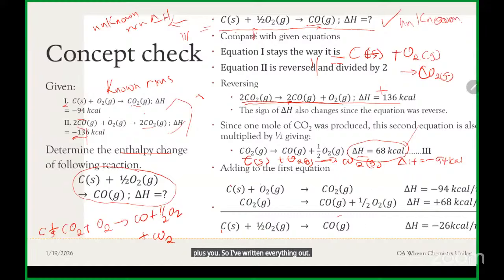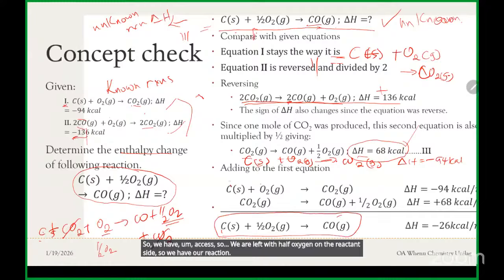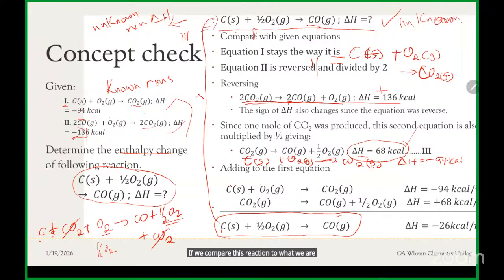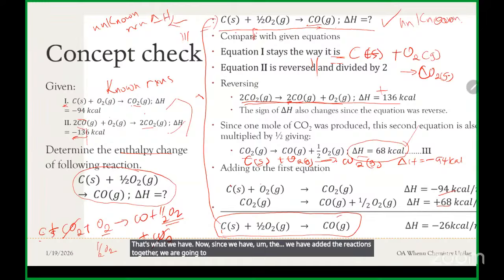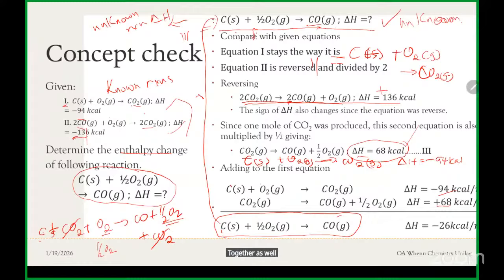It's the same thing that we have here. So 1 mole of CO2 cancels out 1 mole of CO2 on both sides. So we have carbon. There's oxygen here, there's half oxygen here, so we have excess. We are left with half oxygen on the reactant side. So we have our reaction. If we compare this reaction to what we are trying to determine, that's what we have. Now, since we have added the reactions together, we are going to add their delta H together as well. So the answer for our reaction is minus 26.